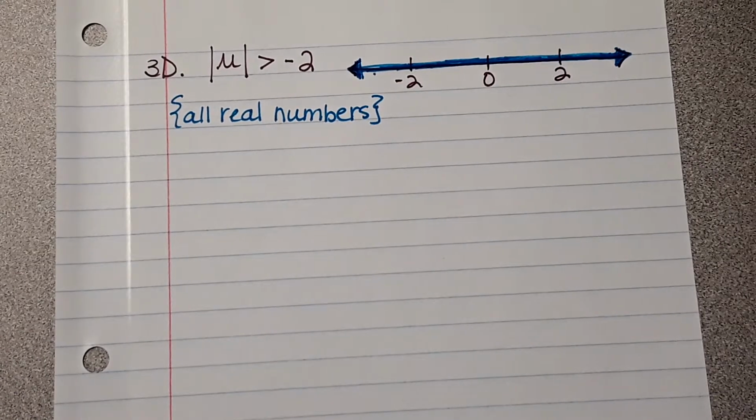So again, you make sure that if your absolute value equals a negative number, think about it, it shouldn't equal a negative number. What do I know about that? That's the important thing.